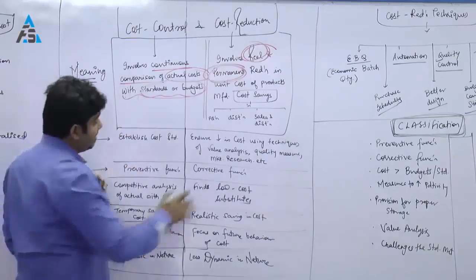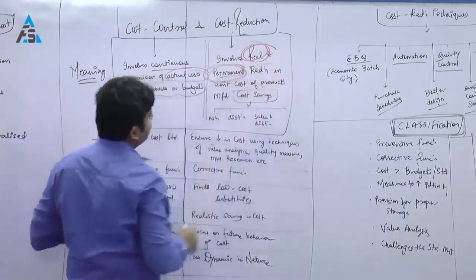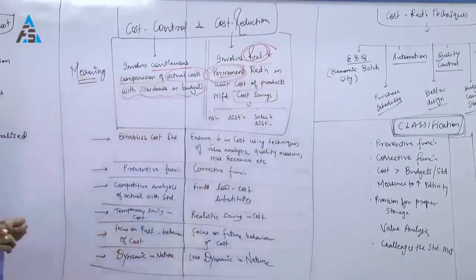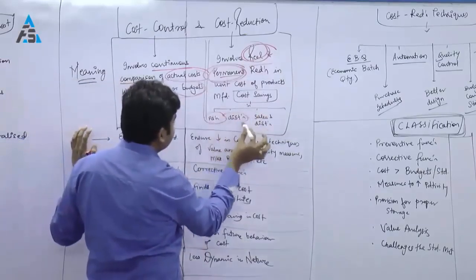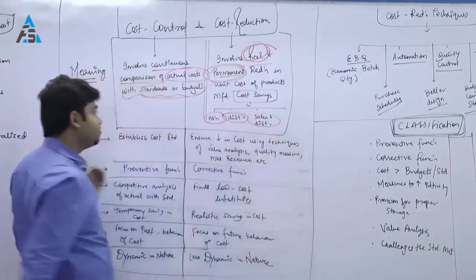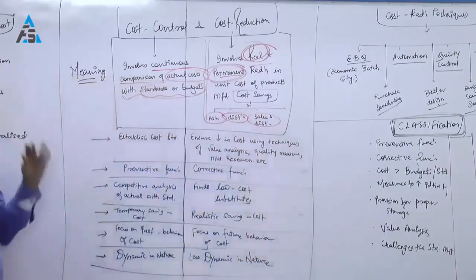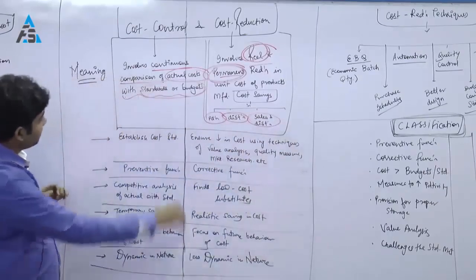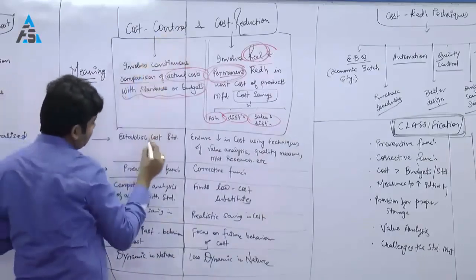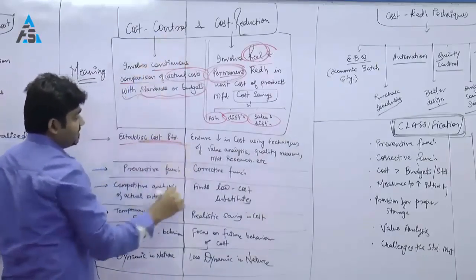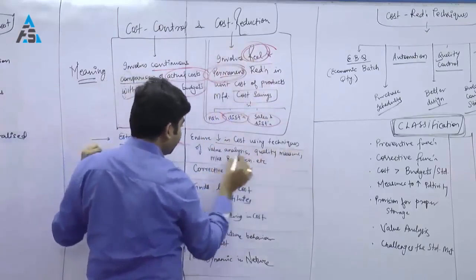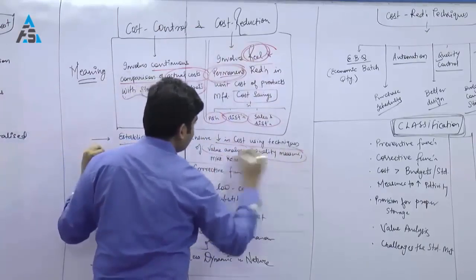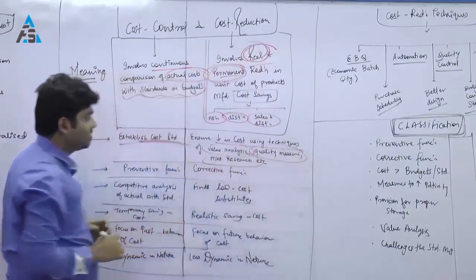Why? Because there is a real and permanent reduction in the cost of products which are being manufactured. That cost saving can be through production, through distribution channel, through sales and distribution channel, or through any other function possible. Then for cost control, it establishes cost standards, whereas in cost reduction, it ensures reduction in cost using techniques of value analysis, quality measure, market research, etc.